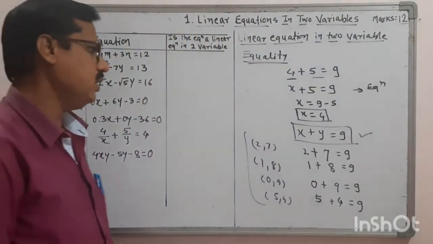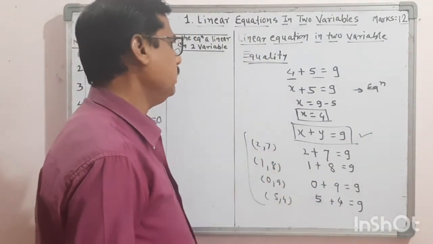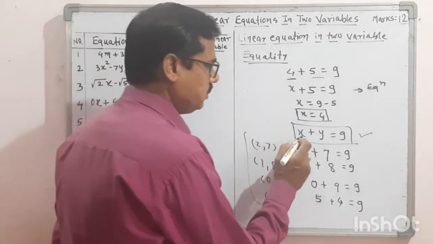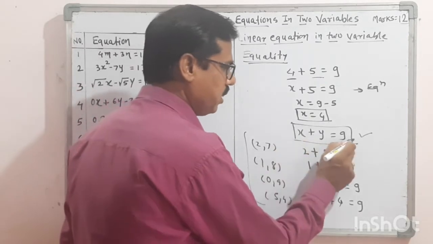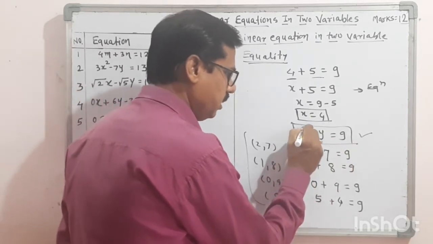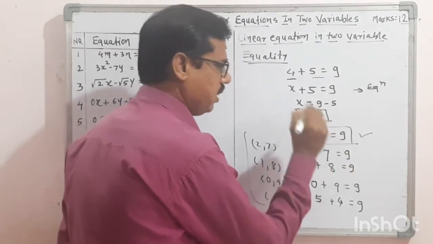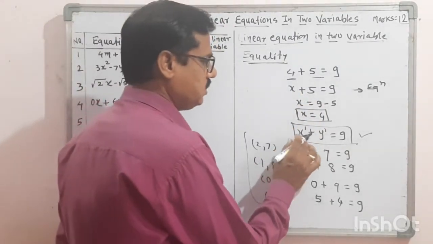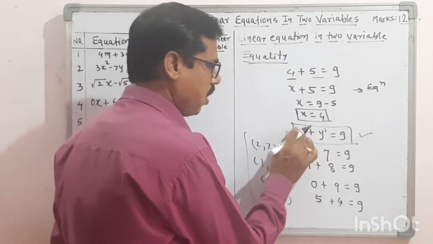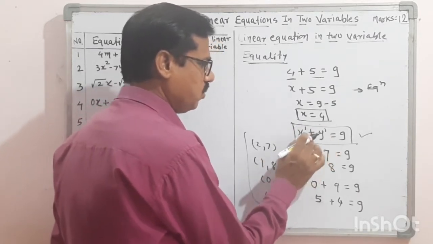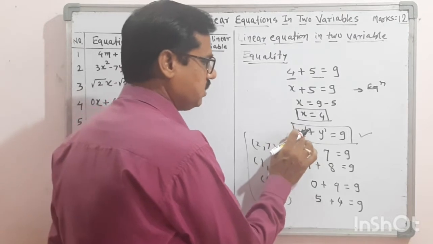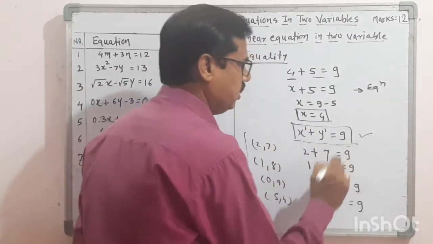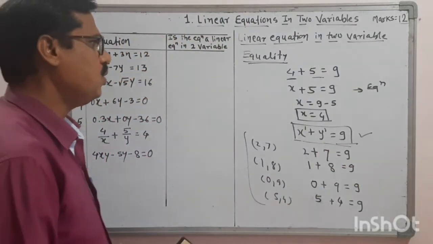Therefore we take the definition of the linear equation in two variables. Here we say that x plus y equal to 9 is the example, and here the degree of both variables is 1. It contains the variables x and y. Here x has power 1, y has power 1. Therefore the degree of the variables x and y both is 1. Therefore such type of equation is called the linear equation in two variables.